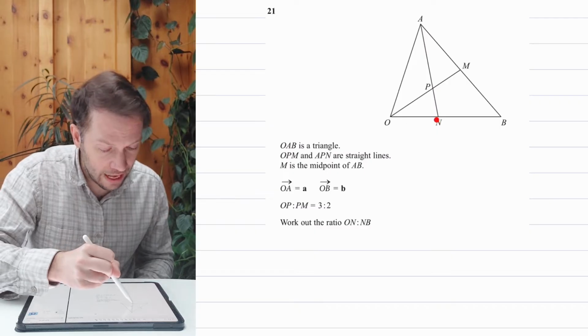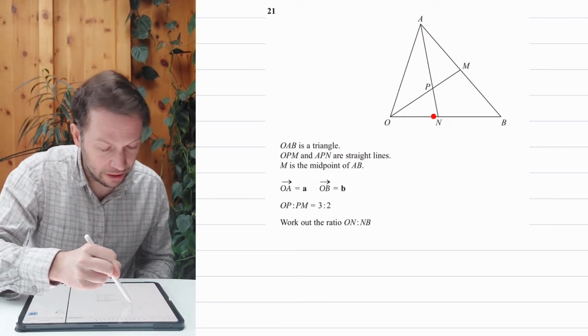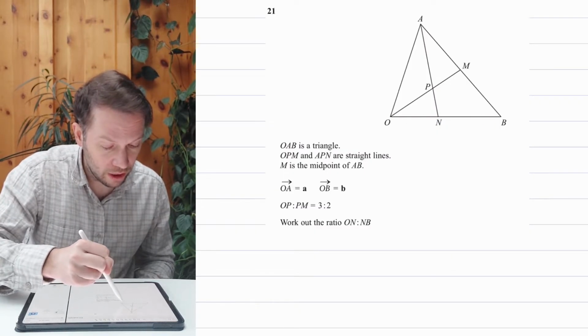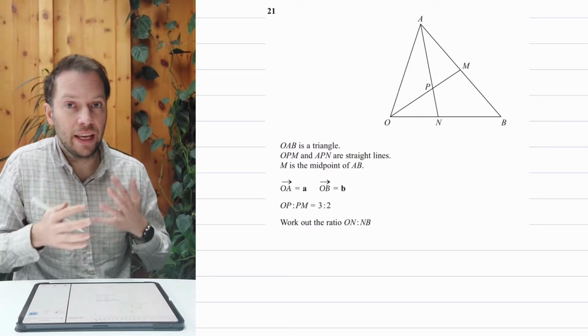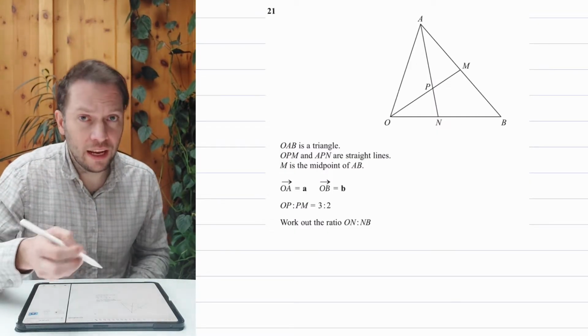Now it looks like that N is a bit less than halfway, so this ratio could be, I don't know, 1 to 2 or 2 to 3 or something like that. It's going to be slightly less than halfway. So how do we tackle this problem?